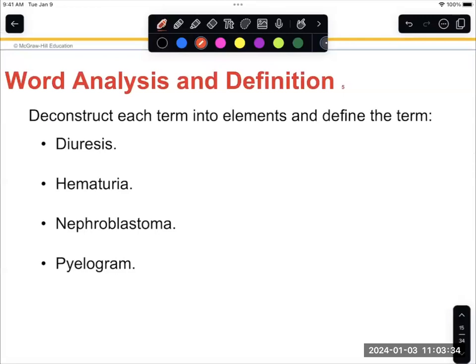So let's deconstruct these words. Di is a prefix that means complete. Ur is a root for urine, and esis is that suffix that means condition. So diuresis is the production of a large volume of urine. Hematuria. Hemat means blood.